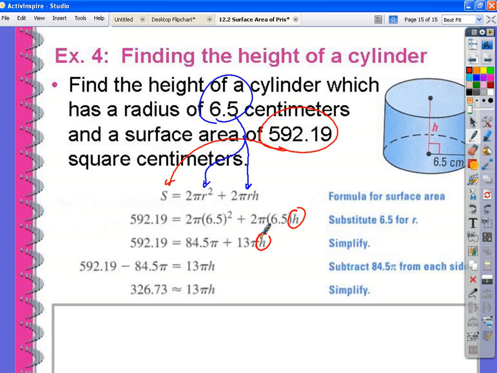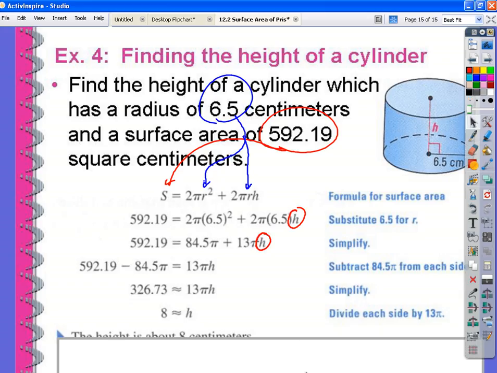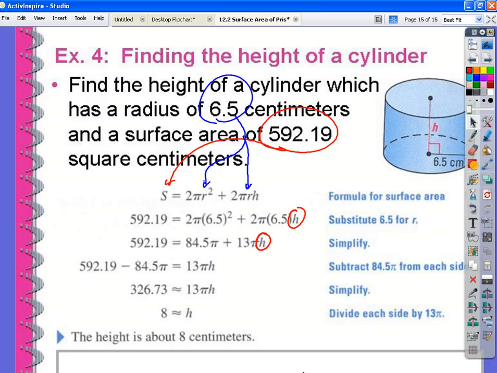H is about 8. Now they did something bad here that I want to caution you against. They did this. This is from some other textbook, and this is a really bad move. You don't want to do that. You don't want to turn that into a decimal first, right? Instead, what we want to do is divide that whole thing by 13 pi in our calculator, and then we'll round. What does that look like on the calculator? Looks like this.